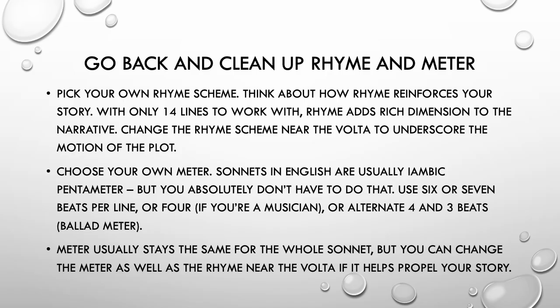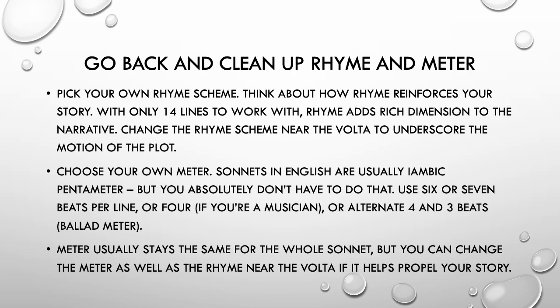You can choose your own meter as well. Sonnets in English are usually in iambic pentameter, and maybe you remember that phrase from high school English as well. It means there's 5 feet or 5 beats to the line. Ba-dump, ba-dump, ba-dump, ba-dump, ba-dump. But you absolutely don't have to do that if that doesn't resonate with you.